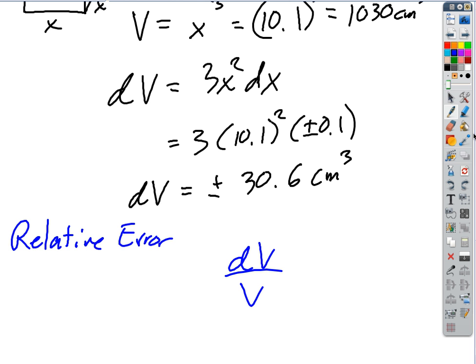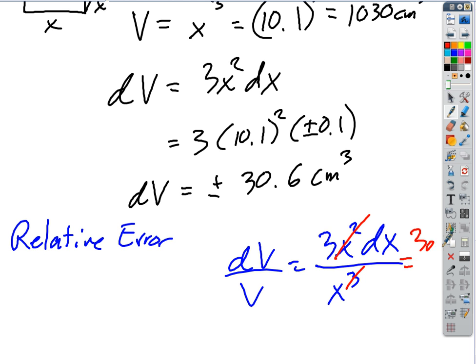It even gets better. You don't even have to do all those calculations, because if we were just looking for the relative error, which is what we would have been doing in a real world situation, we'd want to know how much, as a percentage, the volume is going to be off. Well, dV we already calculated up here: dV was 3x squared dx. We know that V is x cubed. Algebraically, what can we do there? Exactly. We can cancel an x squared, top and bottom. So I end up with 3 dx over x. So that's our expression for relative error.